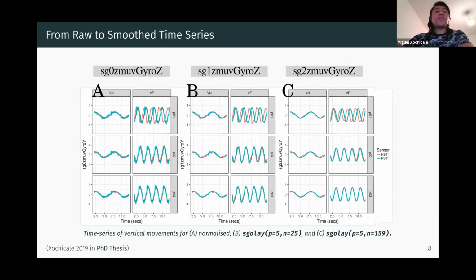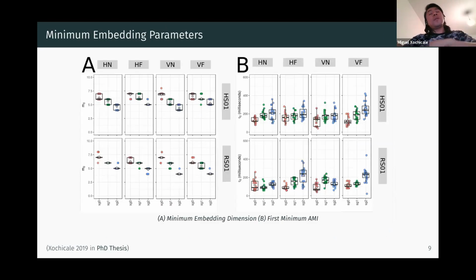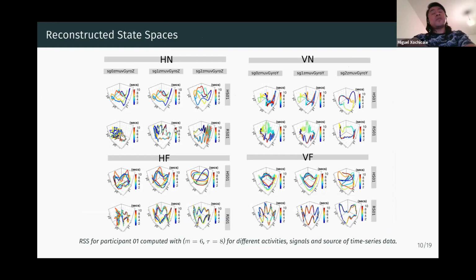And we perform the same for the vertical movements. Following the framework I showed you before, we then apply minimum embedding parameters to get m and tau, to then apply the reconstructed state space, which is Takens' theorem. So what you can see again are all these reconstructed state spaces.